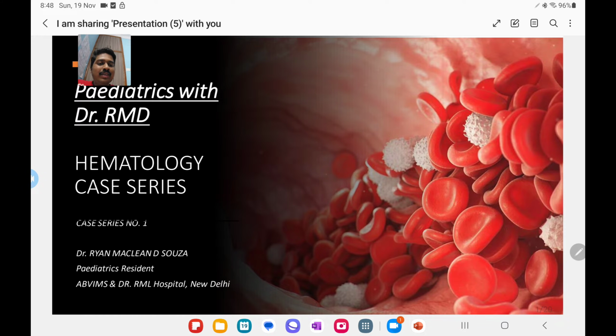Okay, so in the coming weeks we'll be coming up with new case presentations with new interesting cases with challenging diagnosis. So today we are going to see a pediatric hematology case which presented to our hospital, and we'll be seeing what happened to the patient later on.